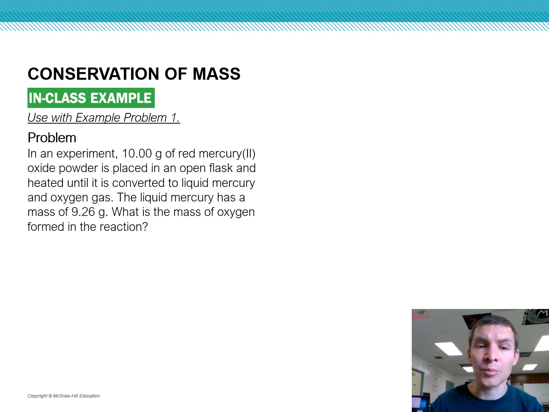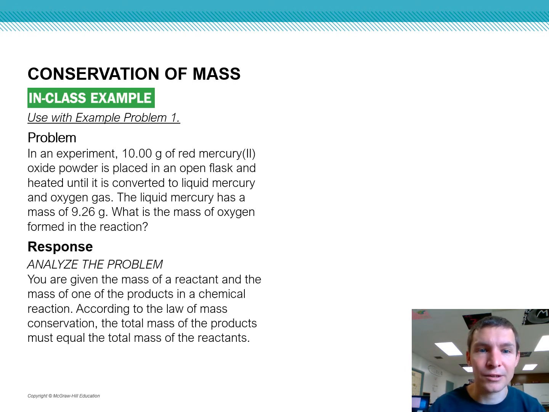So this would be a decomposition reaction. The liquid mercury has a mass of 9.26 grams. What is the mass of oxygen formed in the reaction? So remember, they have to be the same on both sides. The liquid mercury has a mass of 9.26 grams. What is the mass of the oxygen? Well, we started off with 10 grams of mercury oxide. So what do you think we have to do? That's right, you're going to have to subtract.